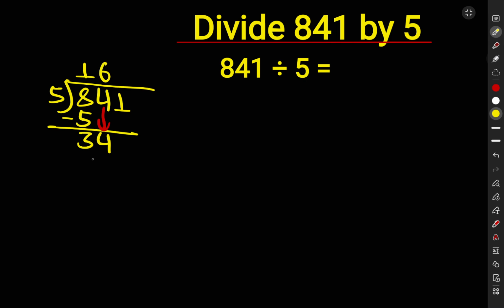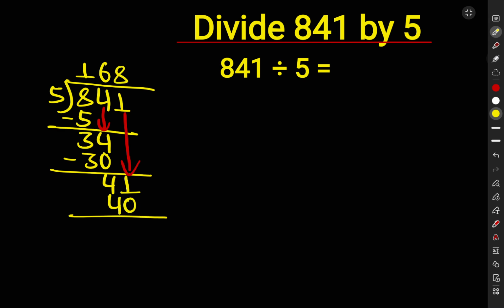5 times 6 is 30. On subtracting we get 4. So again we put down this 1 and it is 41. 5 times 8 is 40. On subtracting we get 1.